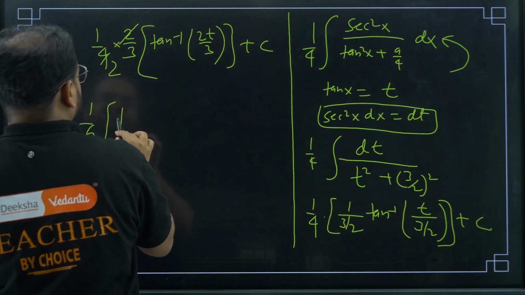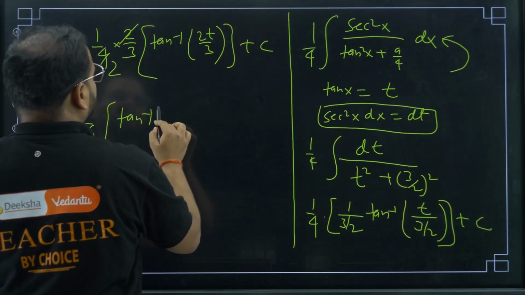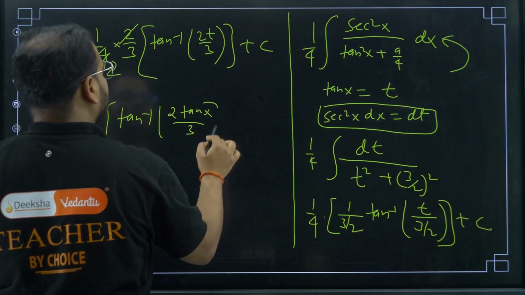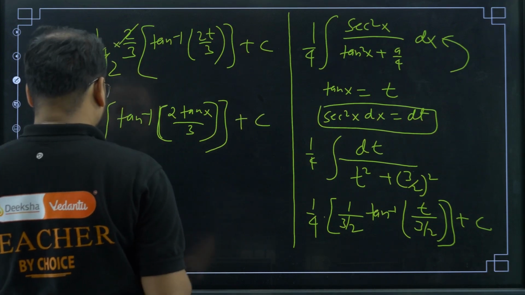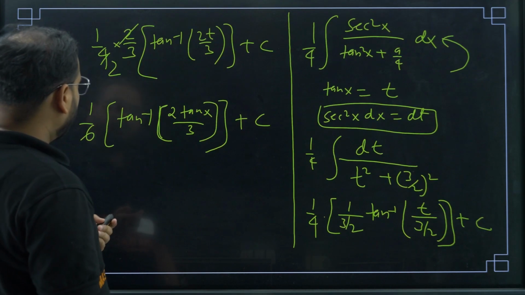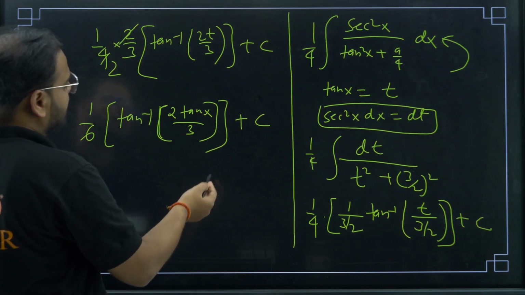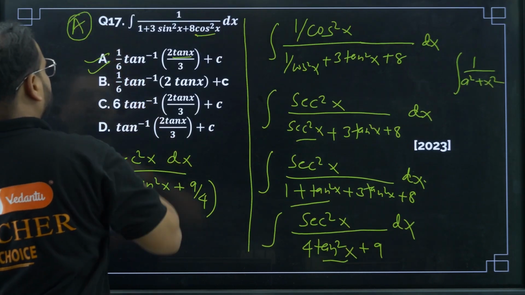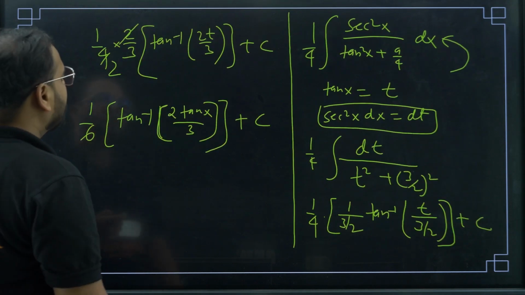Now I write the final answer, please have a look. Tan inverse 2t is 2 tan x by 3, plus c. If you check the options, 1 by 6 is there, so in the first two options, 2 tan x by 3 plus c. Option number A is correct. Option number A is correct. So have a look, I think all of this is visible. Okay, now moving on.